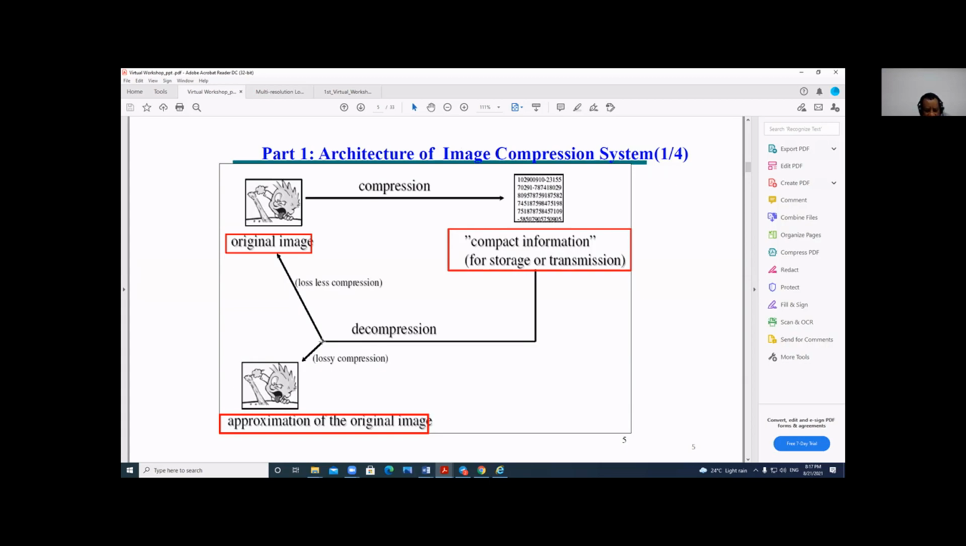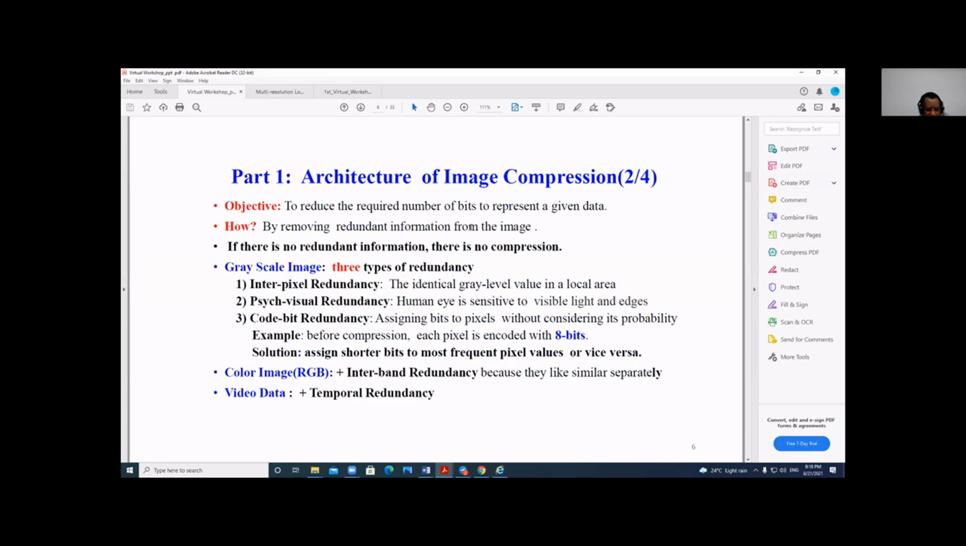Then the receiver will decompress the compact representation to reconstruct the original image. If it is lossless, we will get the original image again. If it is lossy, we will get some approximate version of the original image. So in general, we have lossless and lossy image compression types. As I already mentioned, I focus on the lossy compression part in this presentation.